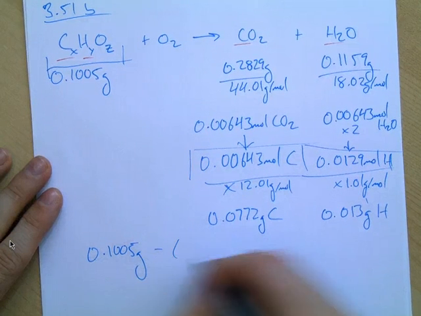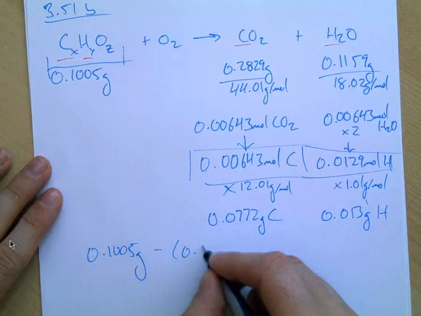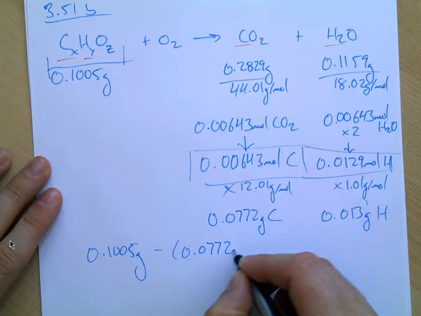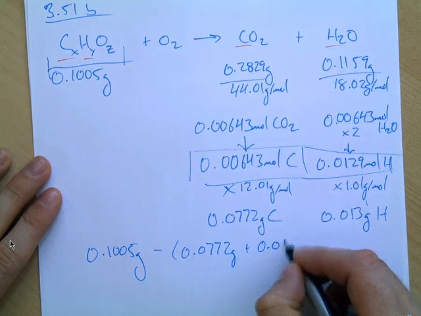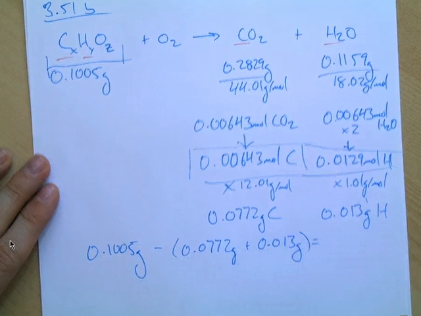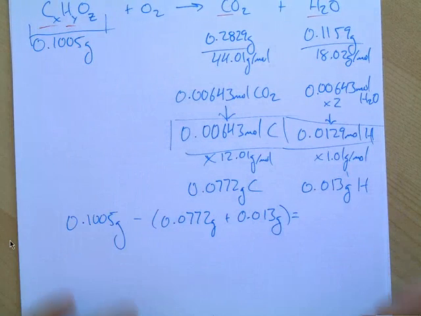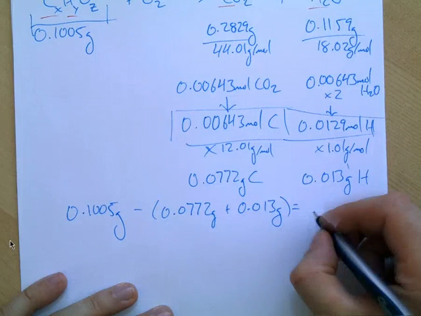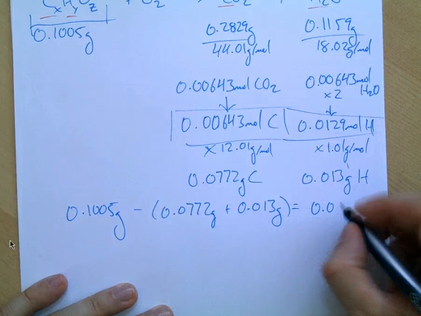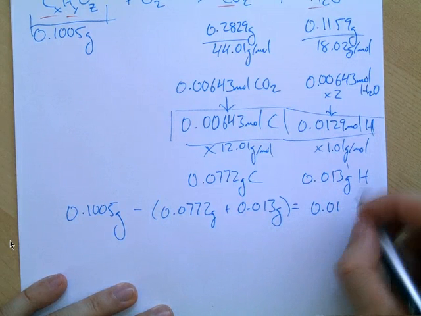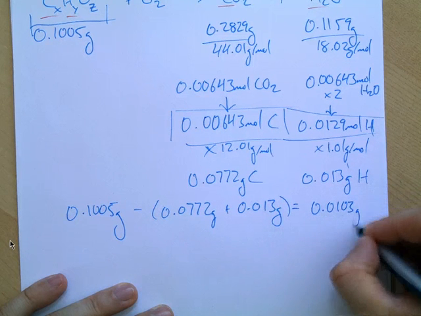I'm going to subtract it from these two added together, 0.0772 grams plus 0.013 grams. And then when I take the whole and subtract it from the carbon and the hydrogen parts, I can figure out the mass of my oxygen. The mass of my oxygen in this original compound menthol is 0.0103 grams of oxygen.